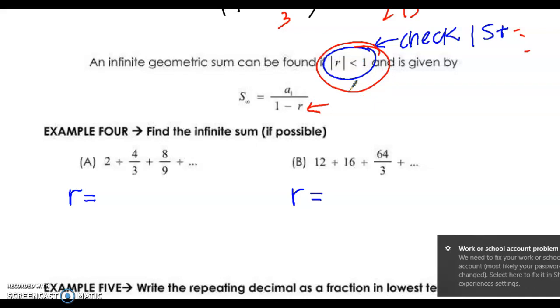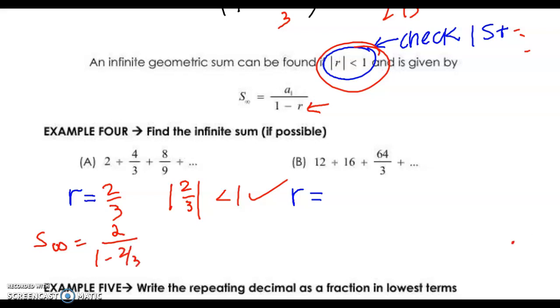So first you've got to find r, and r in this case is 2/3. And then we check, is the absolute value of 2/3 less than 1? Yes, so we're good. Now we use the formula. The infinite sum, and now we want a sub 1, which is 2, over 1 minus 2/3, and you've got to type that in the calculator correctly, or do it by hand. Either way, you end up with 6.